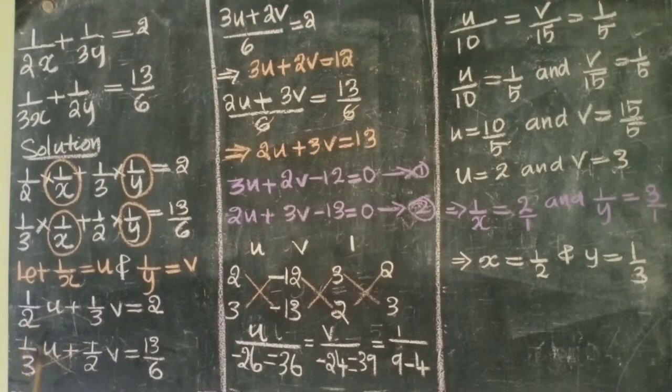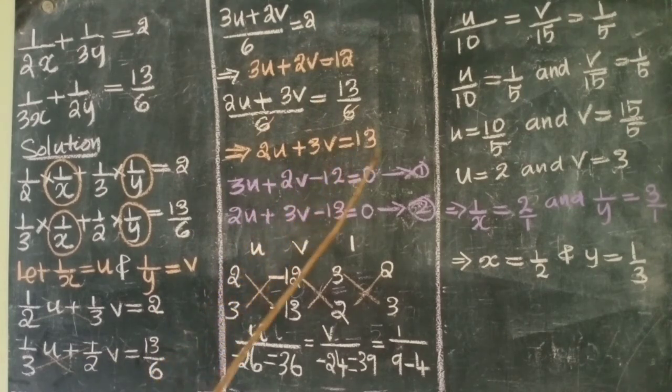In the same way, the second equation also we can cross multiply. We will get 2u plus 3v, whole divided by 6, equal to 13 by 6. Here no need to take 6 to that side. You can see the left side and the right side have the same denominator, so we can cancel this 6 and 6. We will get 2u plus 3v equal to 13. So we got two equations in the form of linear equations.